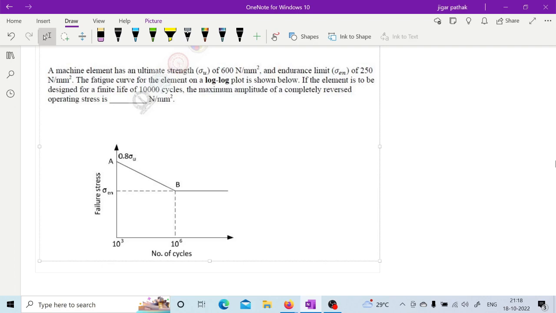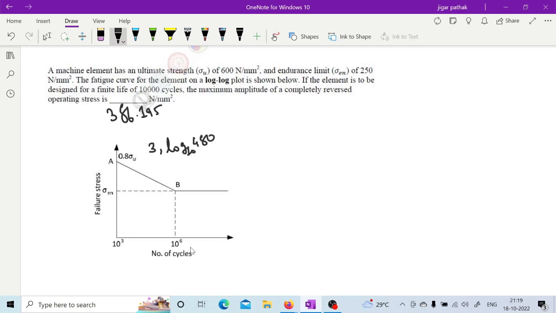Sir, 386.19. Correct. 386.195 is the correct answer. Now how you got it is clear, right? Here the point will be 3 and log 10 480, right? Here the point is 6 and log 10 250, right? We have solved many of this kind of questions, right?